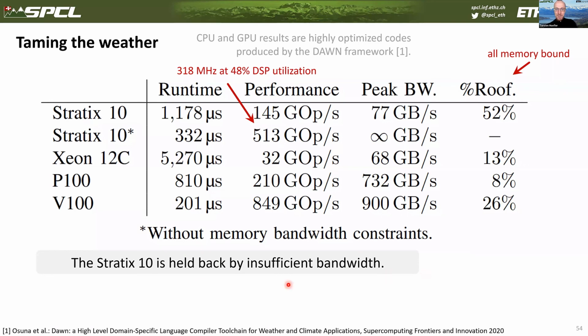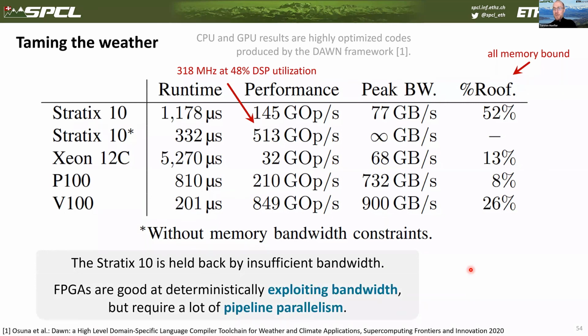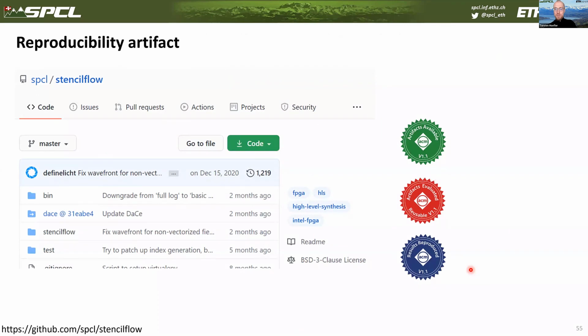Okay, so really the major conclusion is that the Stratix 10 is held back by insufficient bandwidth, which is fixed now in the more modern devices. So that's quite nice. So now we have actually a chance of doing really cool stuff. And we didn't get to it because, as I mentioned, the lead of this effort is now in industry.